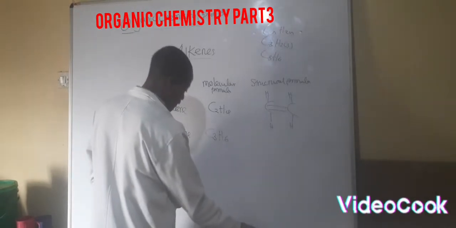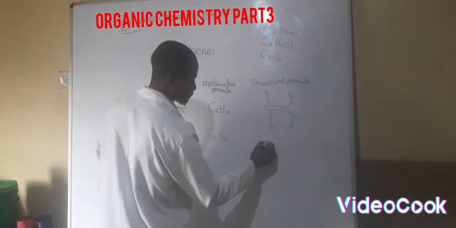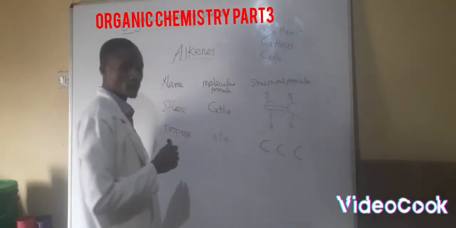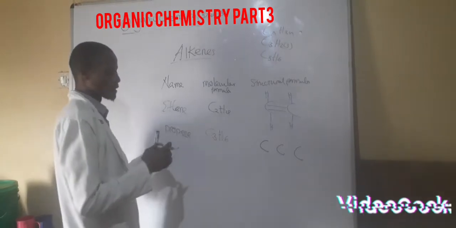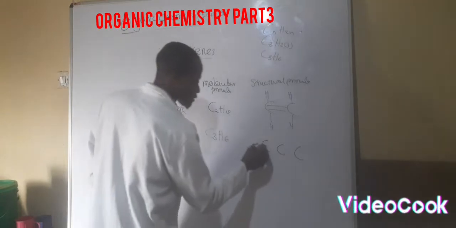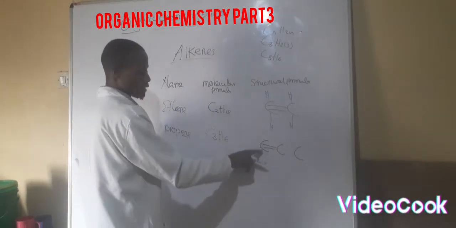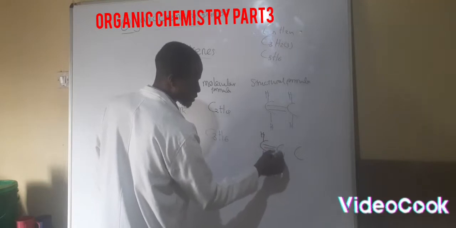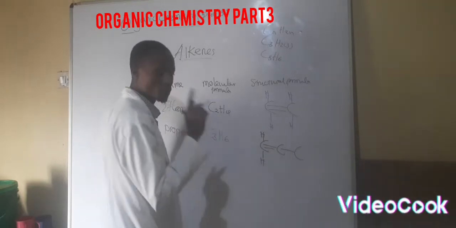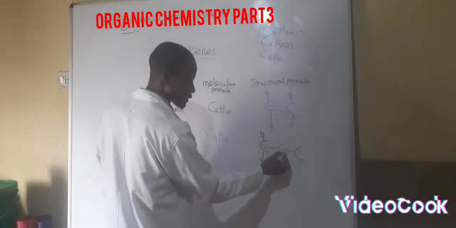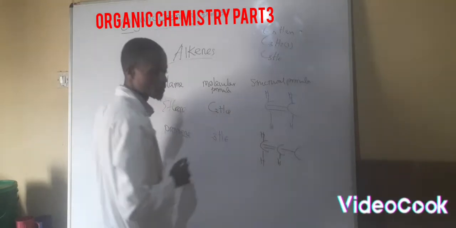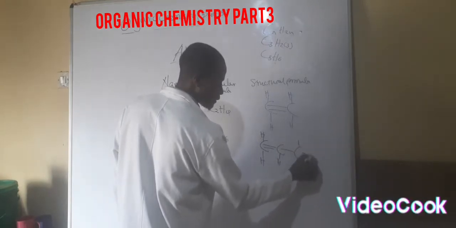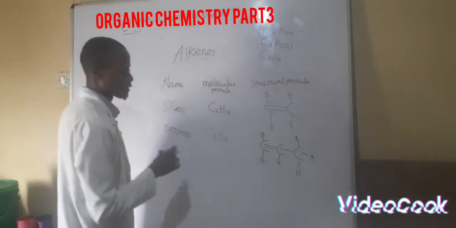Then from there, the structural formula: three carbons, 1, 2, 3. You can put the double bond either here or here. What we know is that it has a double bond somewhere in the chain. So we can put the double bond here. If you put the double bond here, this carbon needs two more bonds to be stable. The carbon in the middle needs only one more bond to be stable, so this hydrogen can be on top or down. The other carbon remains with three more bonds to be stable. So that is propene.